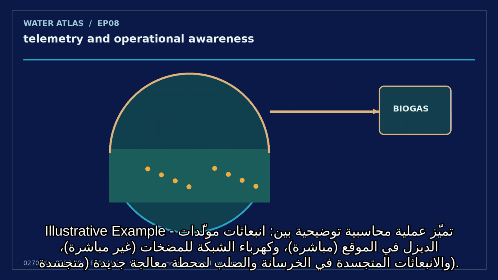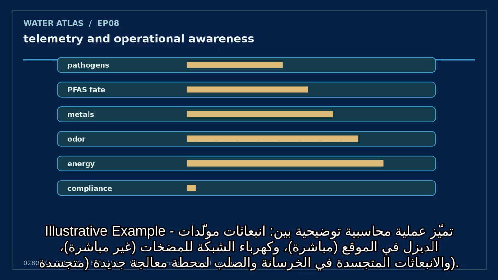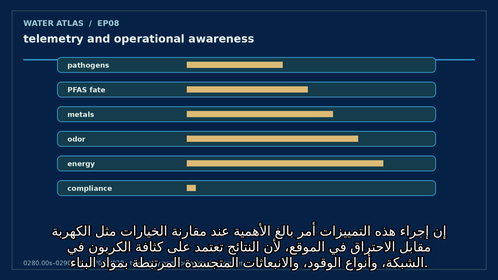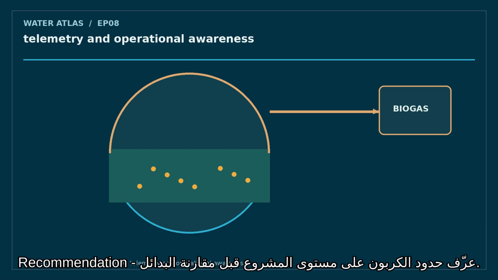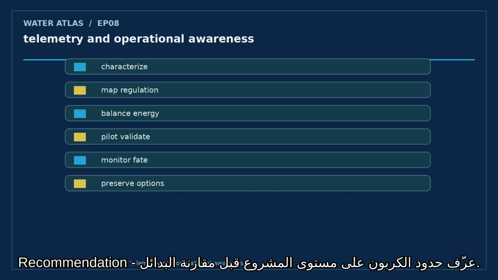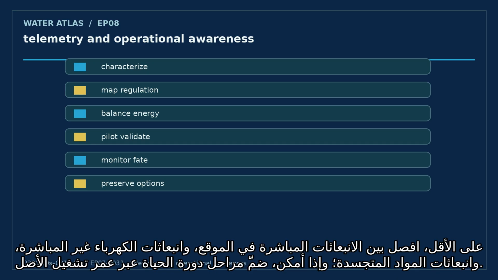An illustrative accounting exercise distinguishes on-site diesel generator emissions, which are direct, grid electricity for pumps, which is indirect, and emissions embodied in concrete and steel for a new treatment plant, which are embodied. Making these distinctions is essential when comparing options such as electrification versus on-site combustion, because outcomes depend on grid carbon intensity, fuel types, and the embodied emissions associated with construction materials.